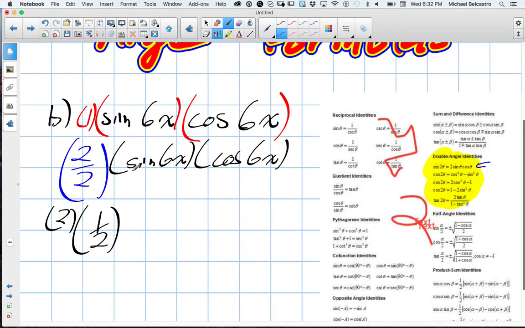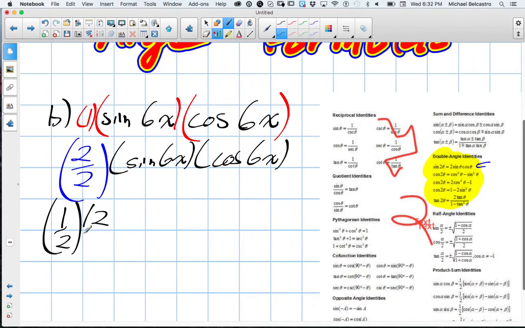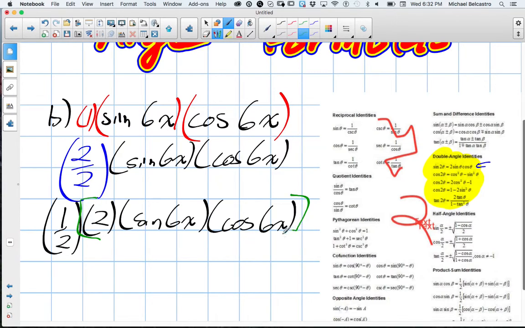So now that we've done that, I should change the order of those. Let's put that 2 down here. Let's put the half first and then times 2. I put down the wrong order. So we now have a half times 2 times sine 6x times cos 6x. So we've now built this relationship again.